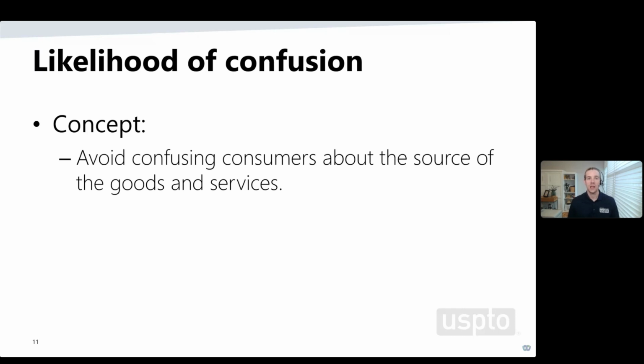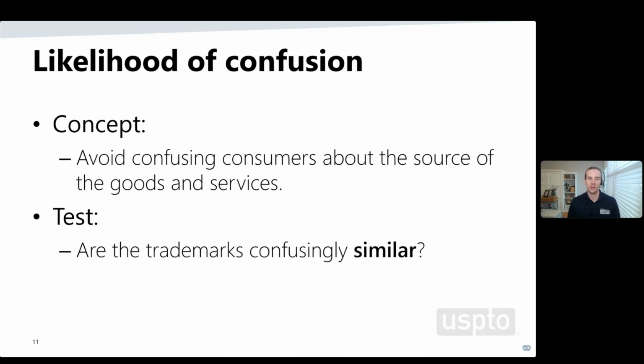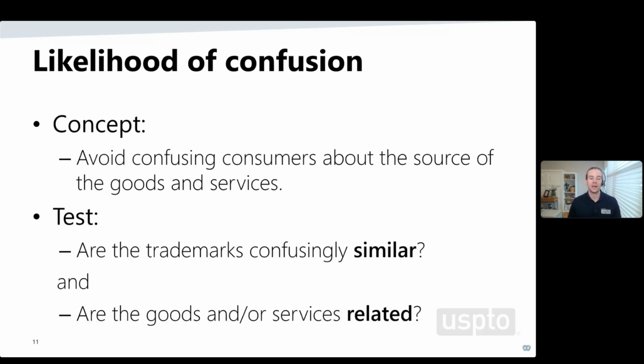If there is an application which presents a likelihood of confusion with an existing registration, then that application will be refused. And the test for whether or not there's a likelihood of confusion, first, are the trademarks confusingly similar? And you notice I said similar there, not identical. The test is whether they are similar in appearance, in sound, in commercial impression, in meaning, that type of thing. And if that prong is met, we drop down to the second prong, are the goods and services related?